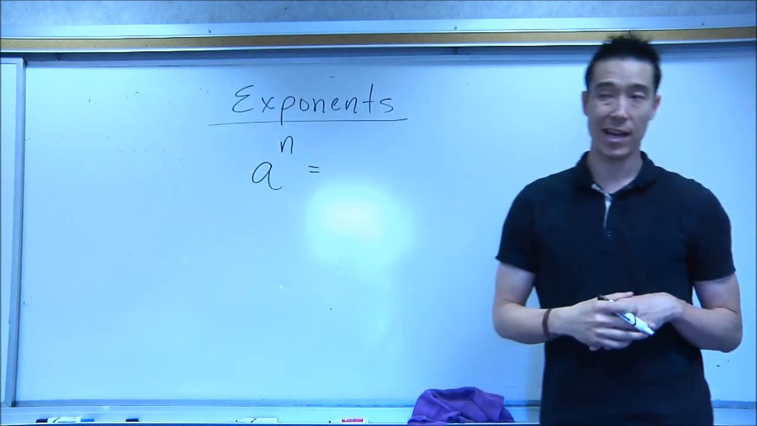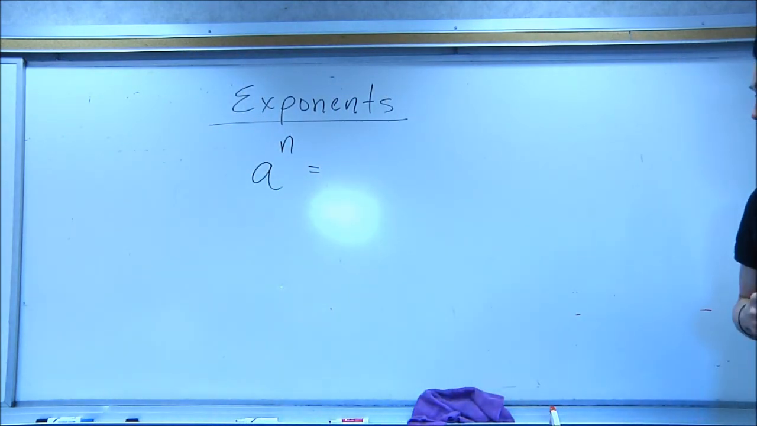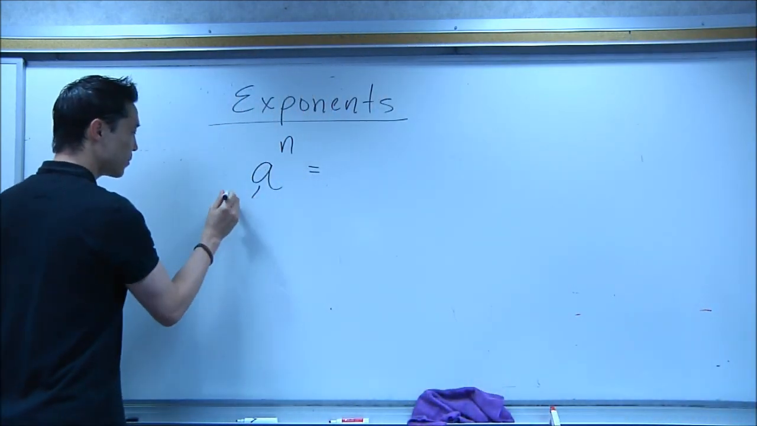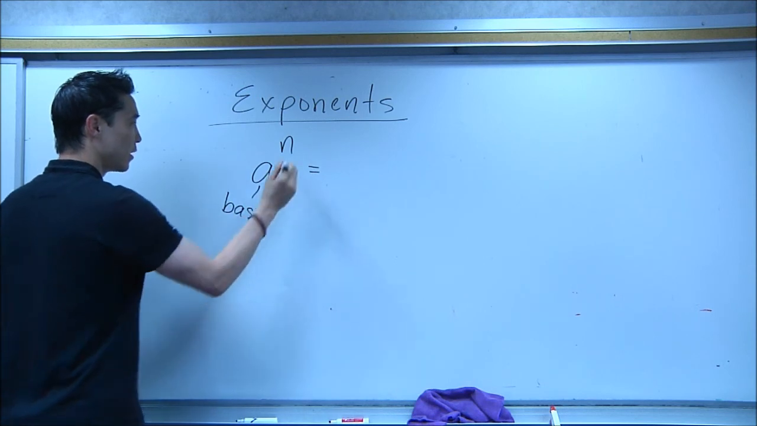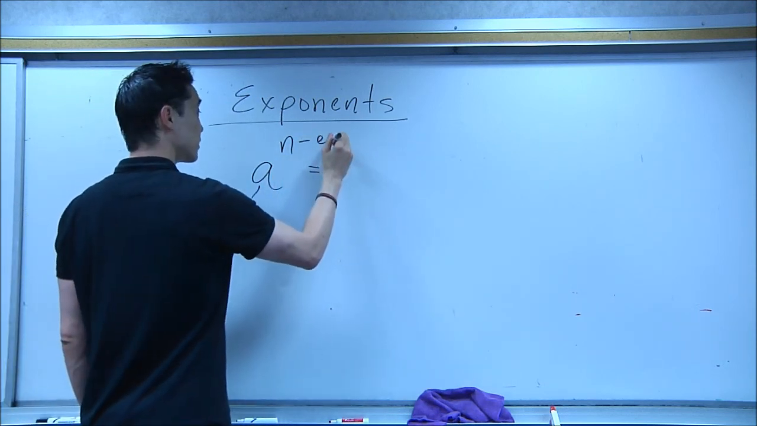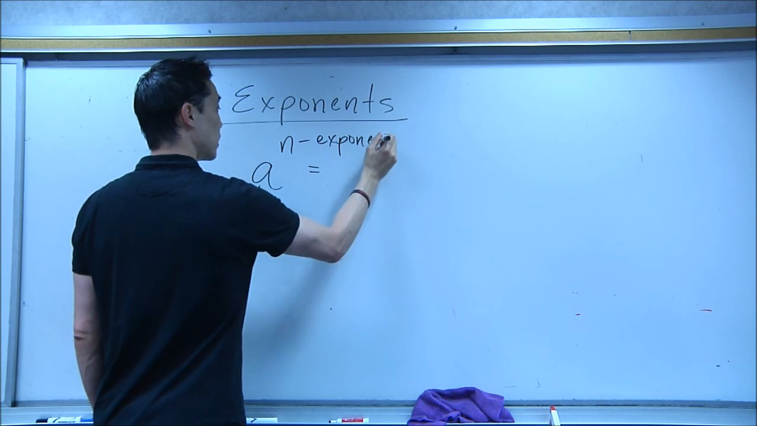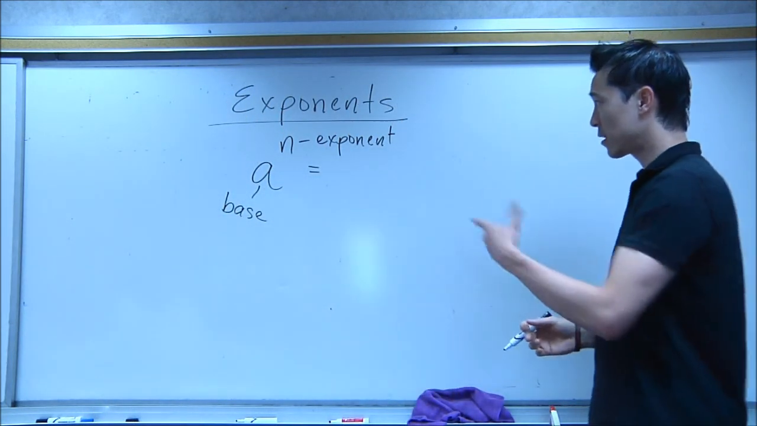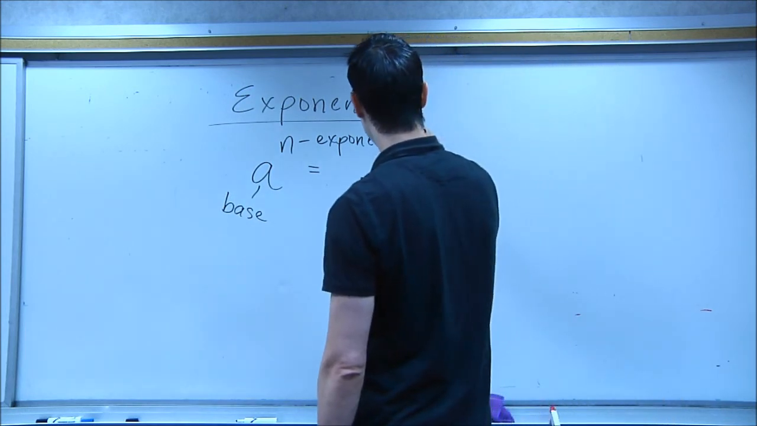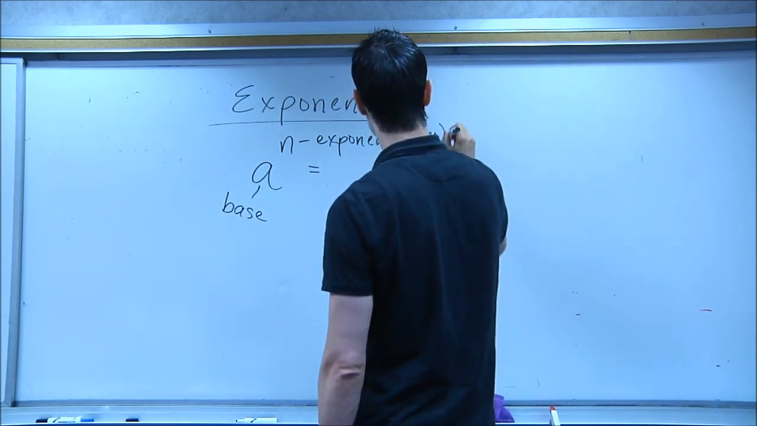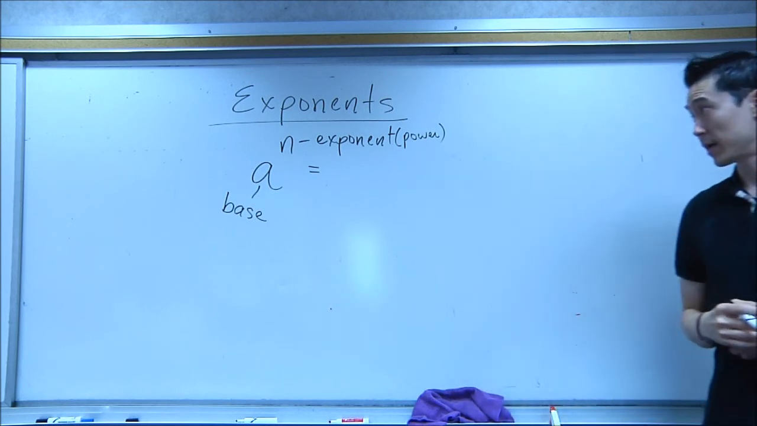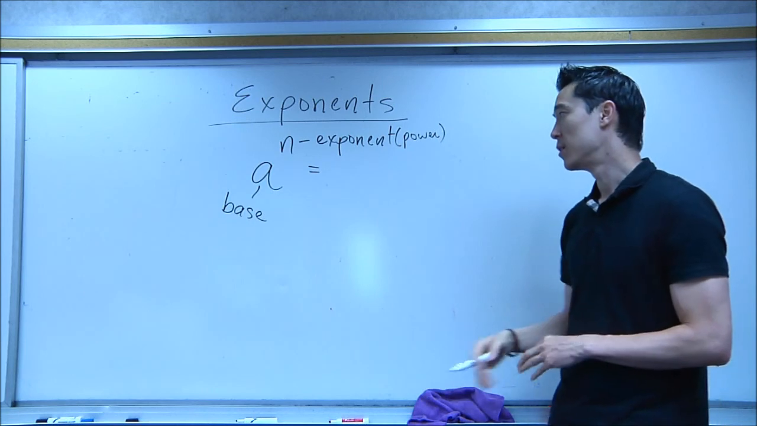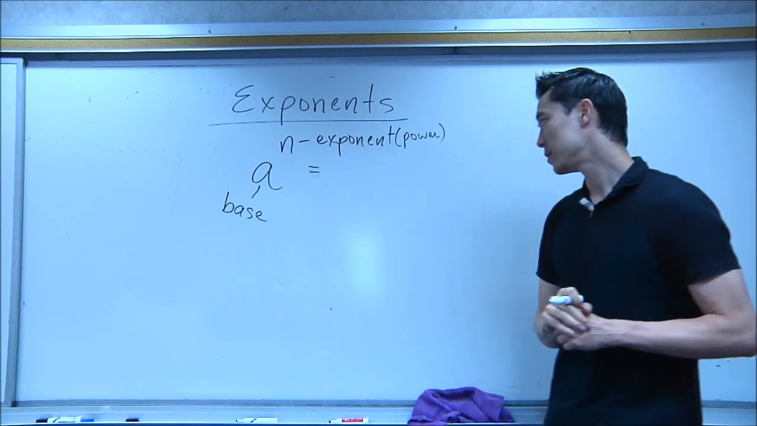This would be referred to as an exponential expression, where if we define the individual components, a is referred to as the base, and n is referred to as the exponent. Interchangeably, we use the term power as well. So we can call n an exponent, or you might also hear it referred to as the power. Okay? The whole thing overall, a to the n, is called an exponential expression. So a is the base, n is the exponent.